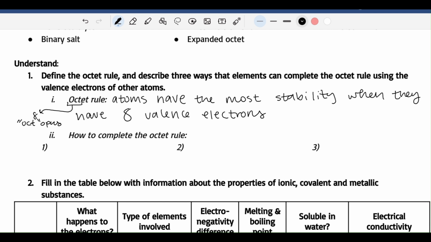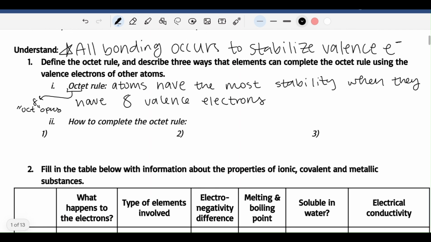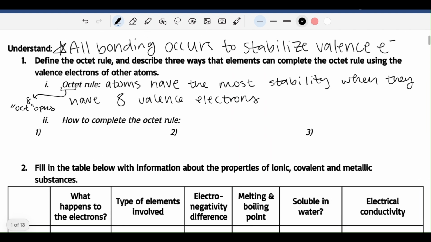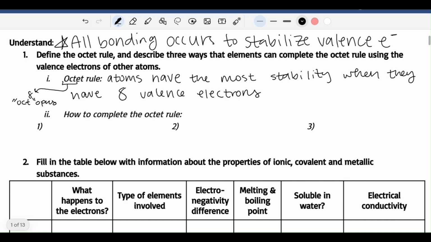And then a key concept to understand when we're talking about the octet rule is that all bonding occurs to stabilize valence electrons. So if a bond is created, the reason it's happening is to stabilize those valence electrons and to try to get to a full octet. So there's 3 ways that atoms will complete their octet. We're going to skip number 1 for today, and then we're going to write down number 2, well, actually, let's just put it in number 1. Who cares? We can do whatever we want.